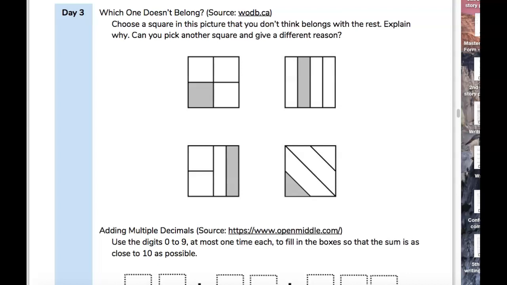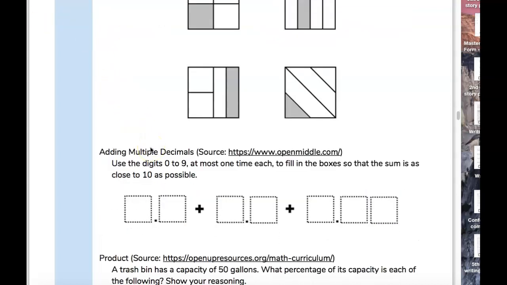You can look at them and just decide which one doesn't belong with the others and give a reason. As long as you can give a reason, that's all they're looking for. It's just a thinking game, kind of. Okay? All right, let's go on to the next one.